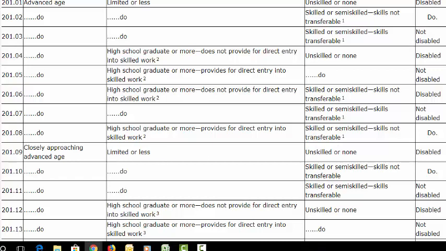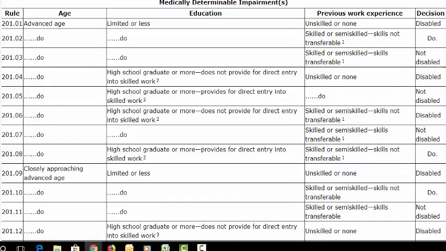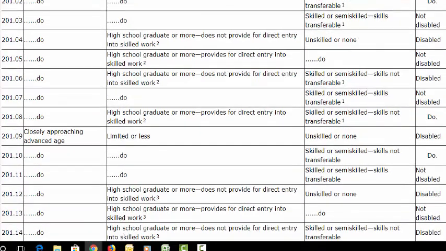So this would be an individual that is between 50 and 54. In this grid, and there are 3 grids that I'm going to show you, this is sedentary work, meaning they really can only do the lightest form of work that's out there. So if they are closely approaching advanced age and they have limited or less education, unskilled, or no skills, then they are found to be disabled.